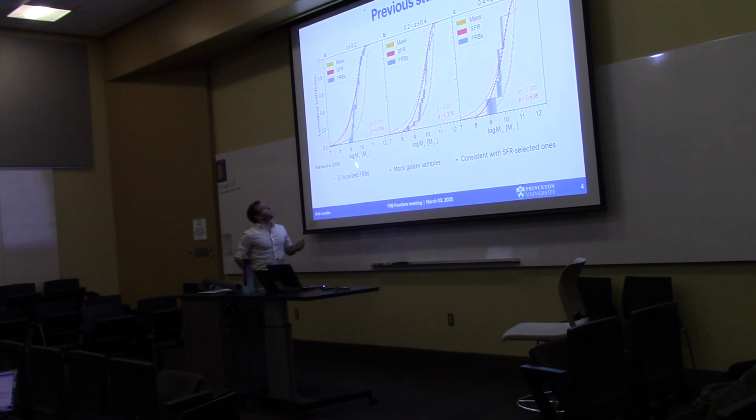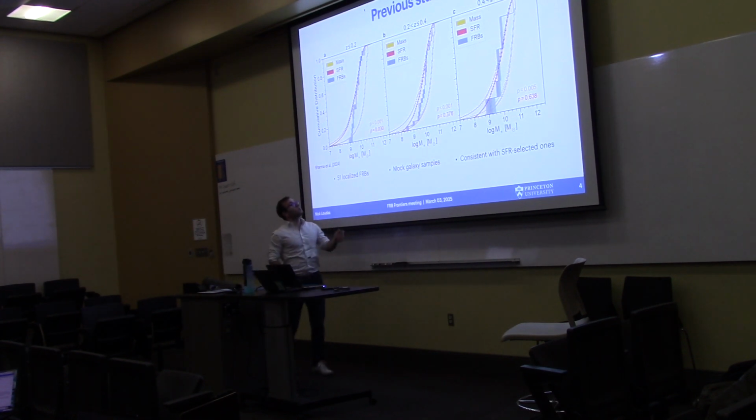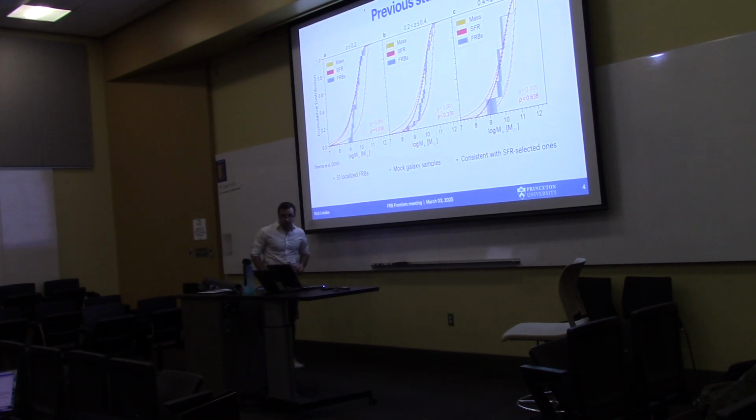Kriti analyzed the 51 localized FRB host galaxies and showed that if you generate a mock sample of galaxies and select them based on SFR, you can reproduce the cumulative distribution in stellar mass. And she showed that you can do it across different redshifts.